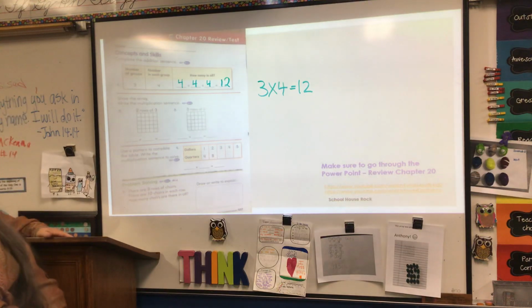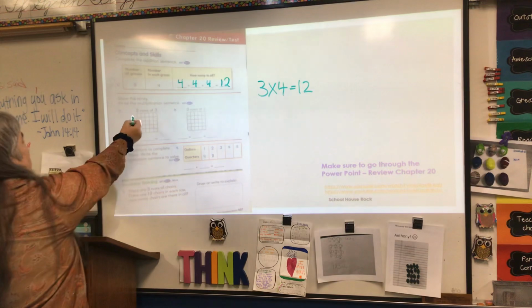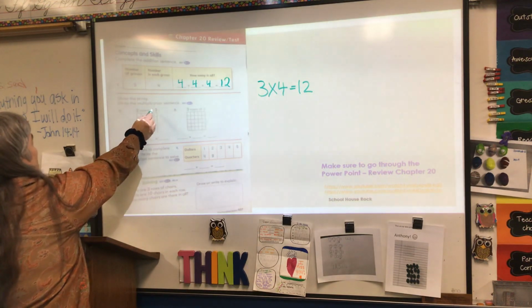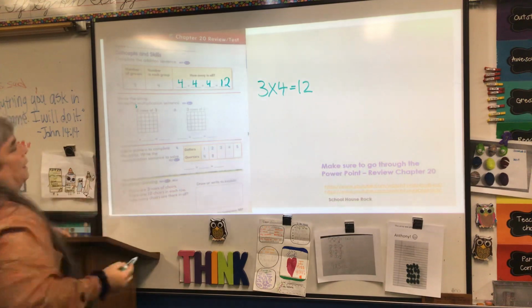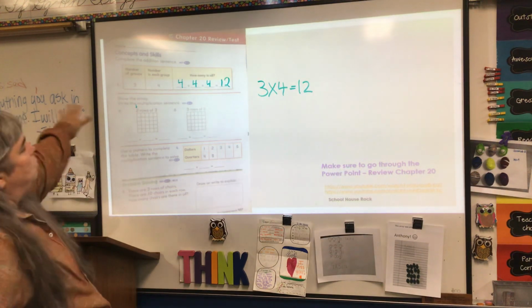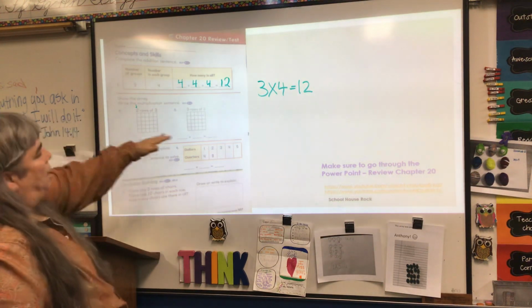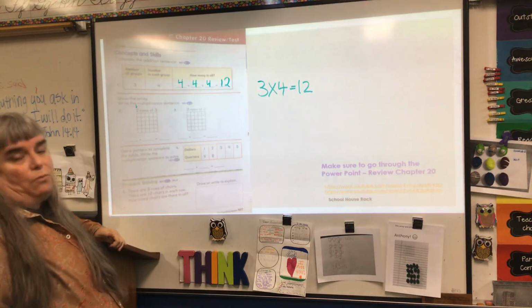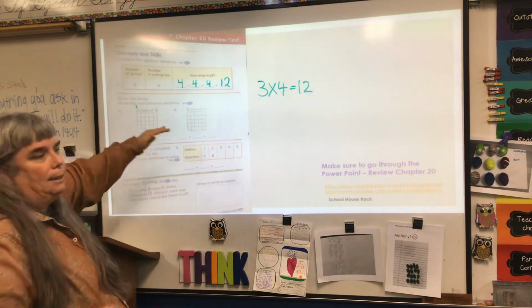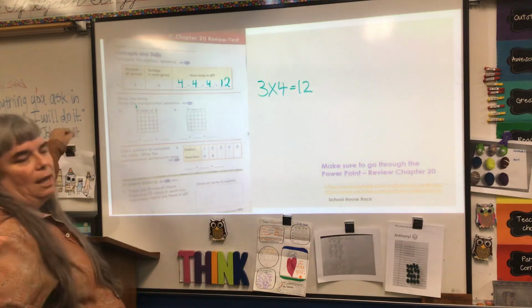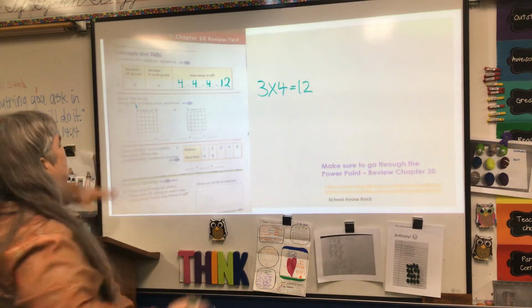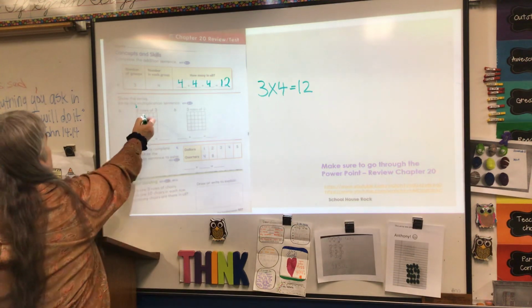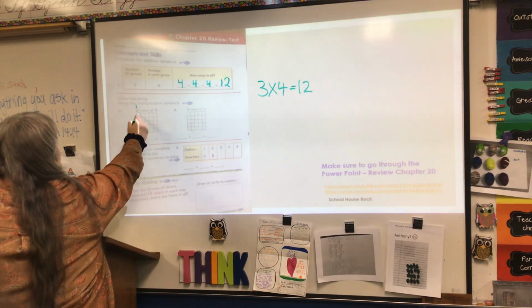Okay? This is just another way to look at arrays. It says, show the array, write the multiplication sentence. So this first one says 2 rows of 3. So right here, this one is my equal groups. And we know rows go across from left to right, just like a farmer plants his seeds. Hey, we were talking about seeds today. He plants his seeds in rows, so they go like this. So I have 2 rows, and in each one of my rows I have 3.